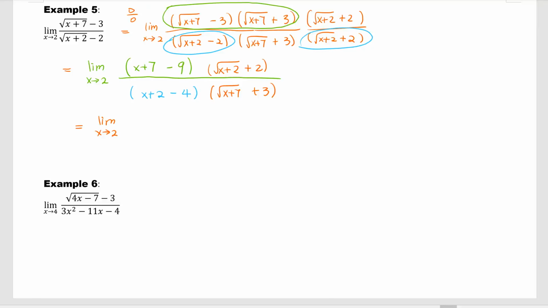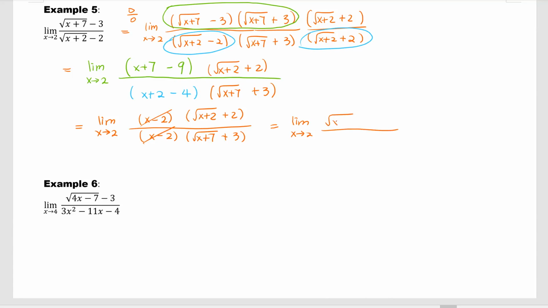X plus 7 minus 9, we get x minus 2. And then we have x plus 2 and 2. Here, 2 minus 4 is negative 2. So, do you see the bad guy now? Yes, the bad guy is x minus 2. When x goes to 2, it makes the numerator and denominator 0. So let's cancel the bad guy.